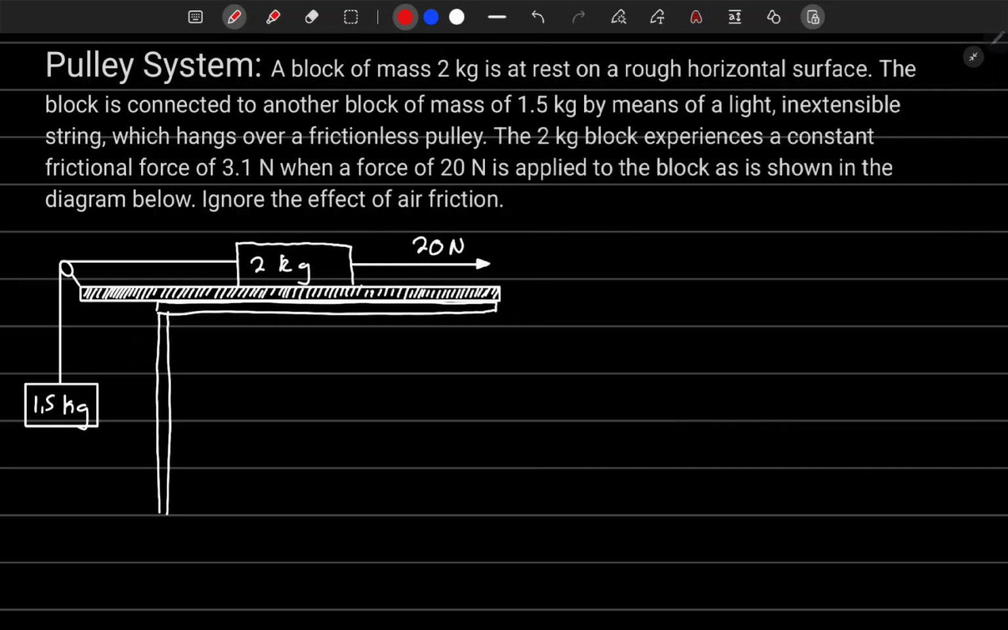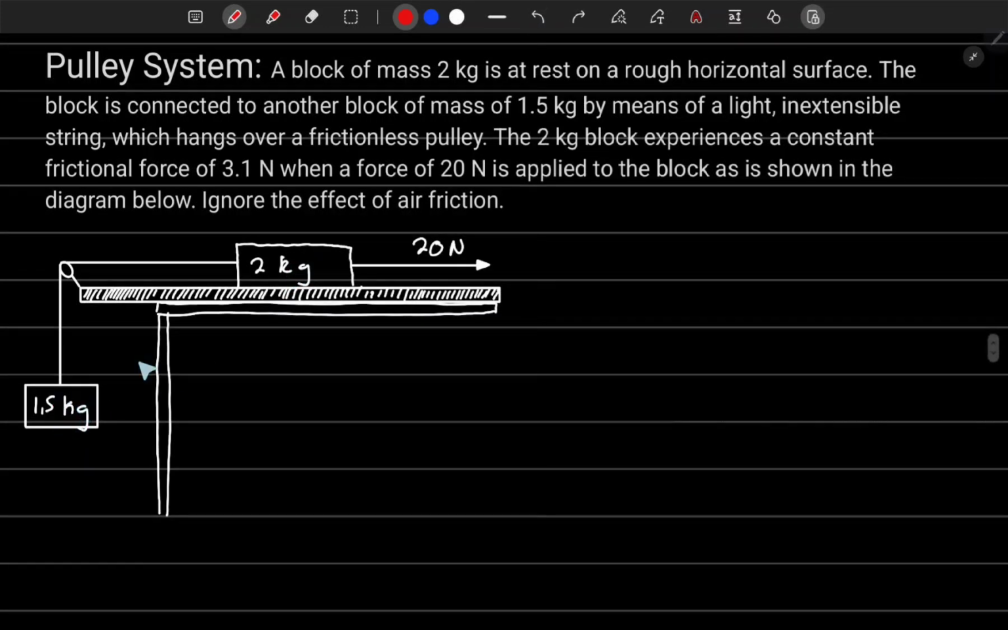So the first step that I would advise is to draw a free body diagram of this block and of this block, just so that you know what forces are acting on each of these two blocks. A free body diagram is basically a dot, right? You want to have a dot and arrows coming from this dot going in the direction where the force is facing.